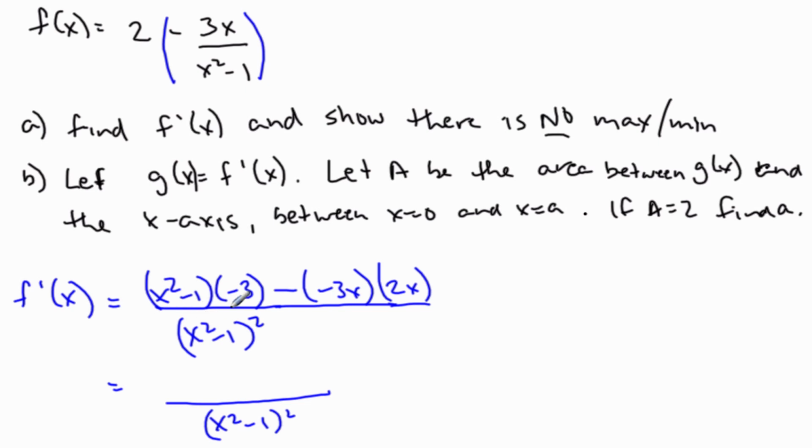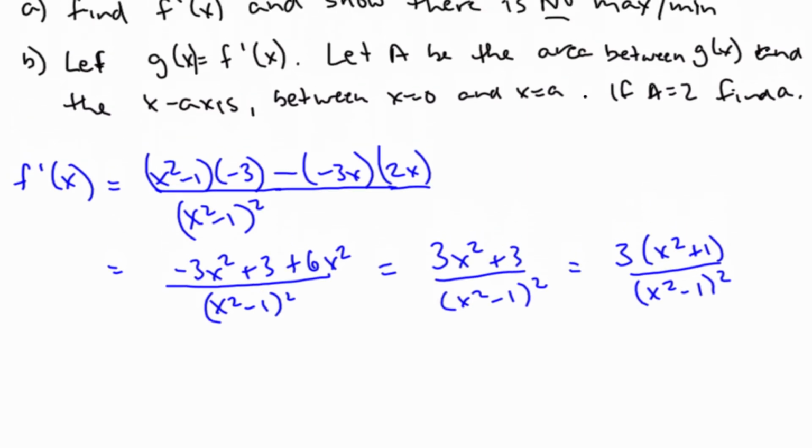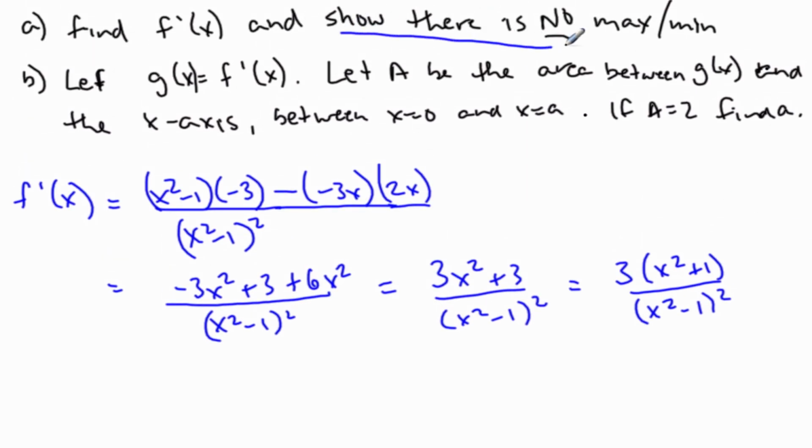And if I simplify this, I get negative 3x squared plus 3. This is a positive 6x squared. And so I'm left with 3x squared plus 3 over x squared minus 1 all squared, which I can also make to 3 times x squared plus 1 over x squared minus 1 squared. Now, the second part of this, part A, says show there is no max or min.